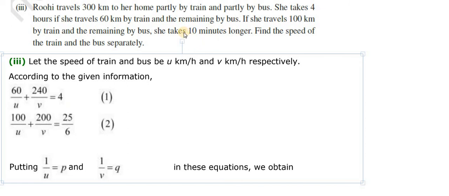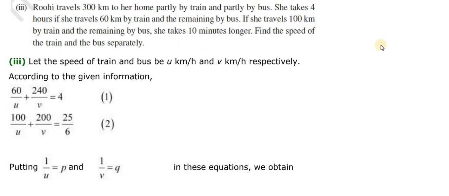And similarly, one more is given. So if she travels 100 kilometers by train, that is 100 by u plus, and the remaining, that is 200 kilometers by bus, she takes 10 minutes longer. So that is 4 plus 10 minutes.